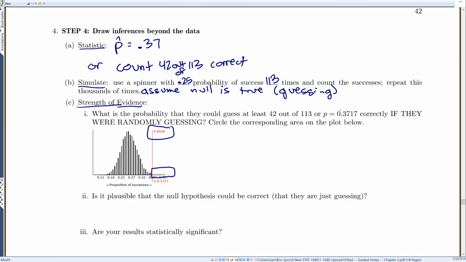So is it plausible? My probability is 0.002. Is it plausible that the null hypothesis could be correct, that they're just guessing? Well, I would say no, because if they're just guessing, there's only a 0.002 chance that they could get 42 or more, and they did get 42 or more. So I would say no. And are our results statistically significant? Yes, because it's less than 5%, or 0.05.